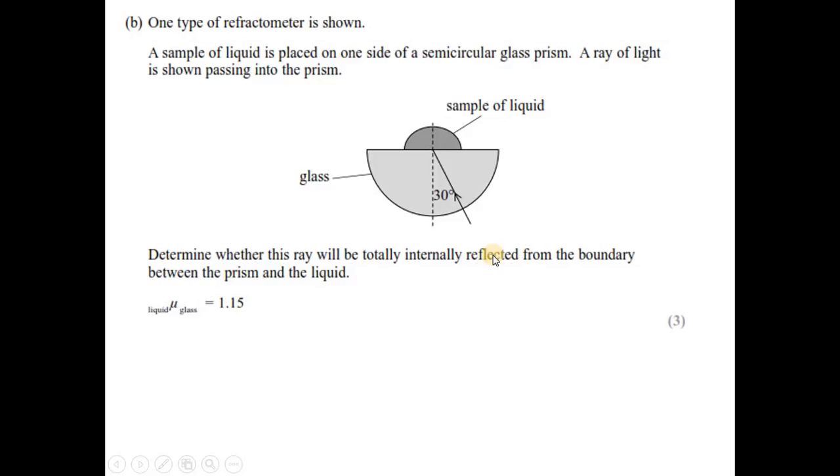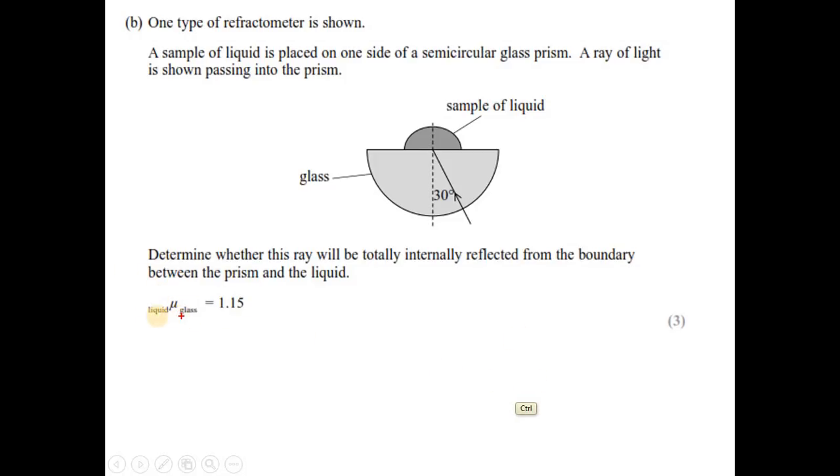One type of refractometer is shown. A sample of liquid is placed on one side of a semicircular glass prism. A ray of light is shown passing into the prism. Okay, determine whether this ray will be totally internally reflected from the boundary between the prism and the liquid.